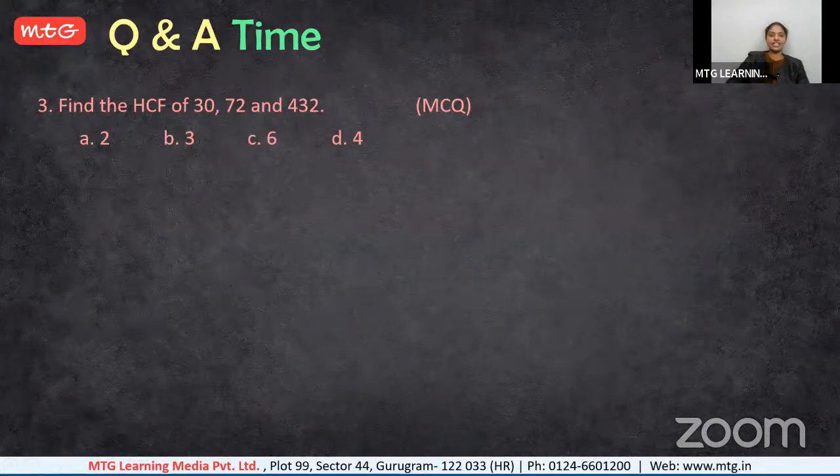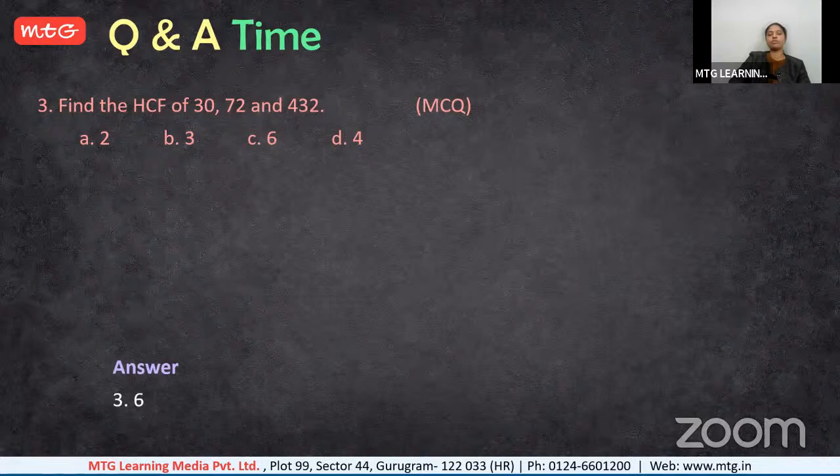It is option C. So if you do the prime factorization and solve this question, you can see that the only common factors occurring for these three numbers will be 2 and 3. So 2 into 3 is 6.